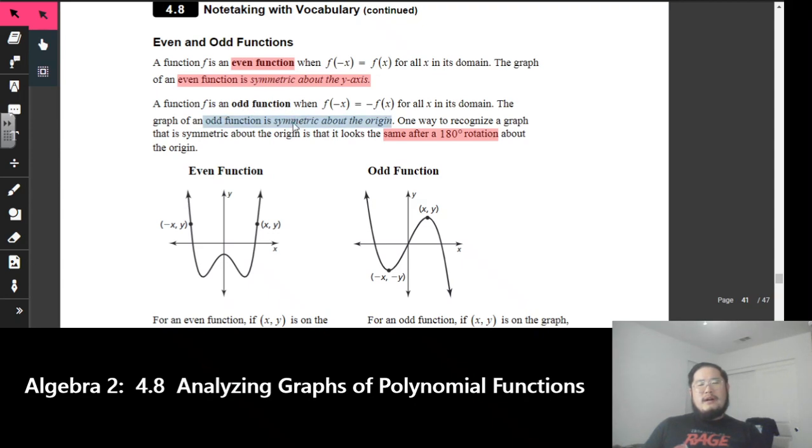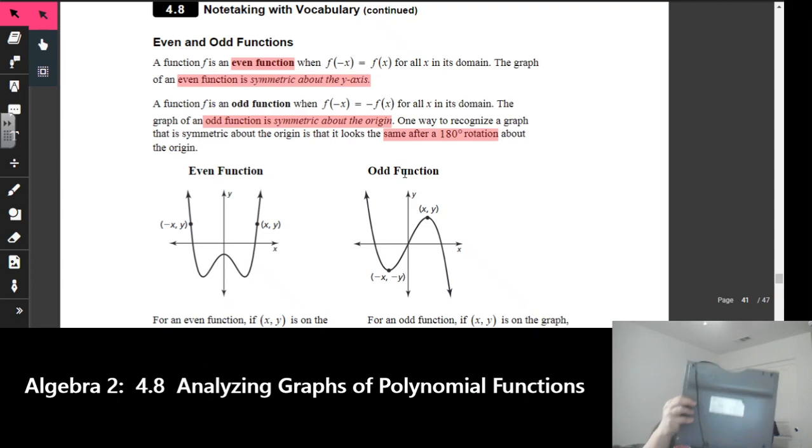Well, how do I know it's an odd function? Well, if you take f of negative x and you substitute that in to the domain or all values of x, and when you simplify it, the signs of your functions are all opposite, then it will be considered an odd function. And the graph of an odd function is symmetric about the origin. One way to recognize a graph that is symmetric about the origin is that it looks the same after you turn a 180-degree rotation around the origin.